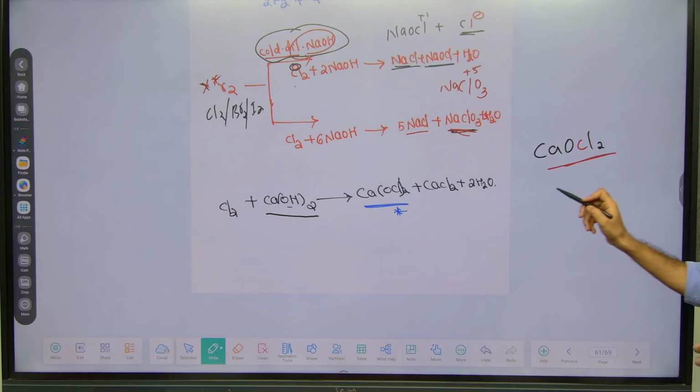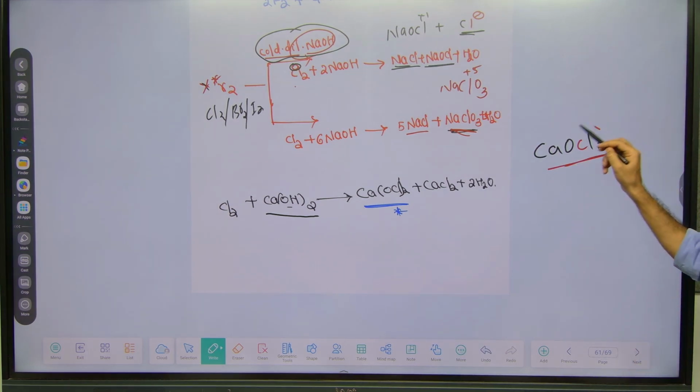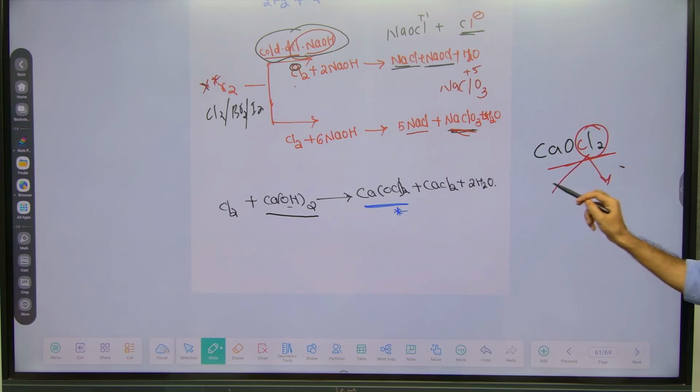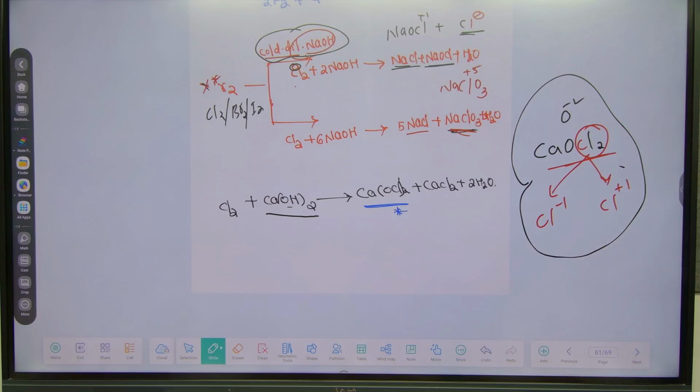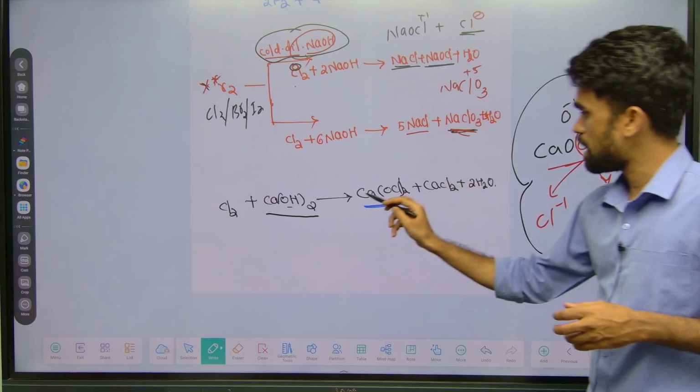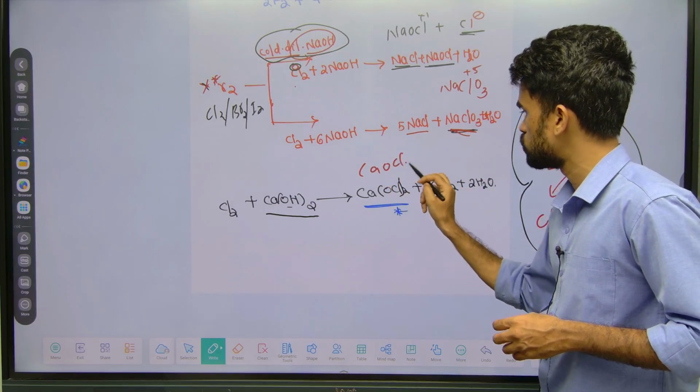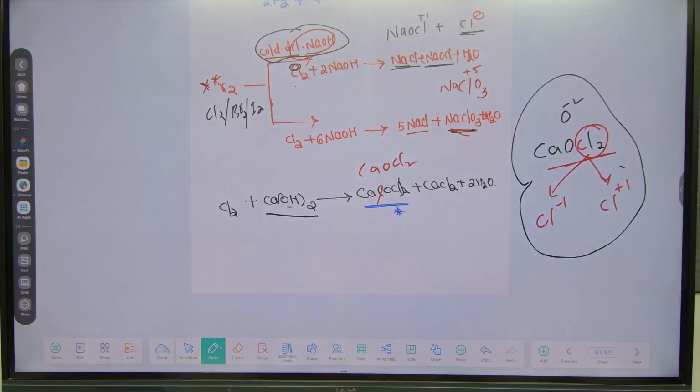So CaOCl2 means, as I told you, what are the oxidation states for chlorine. Here it will be in two oxidation states I told you. One chlorine with -1 charge, another chlorine with +1 charge. Okay, and oxygen will be with -2 charge. Remember, this is the oxidation states of chlorine in bleaching powder. So write this as CaOCl2. Done?